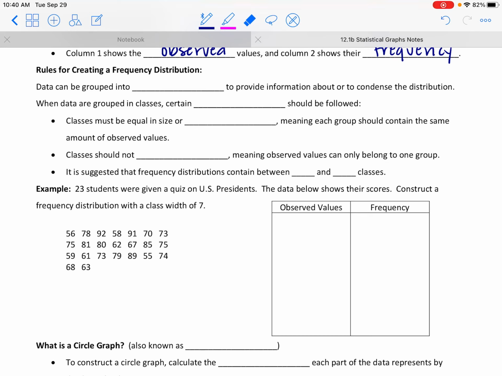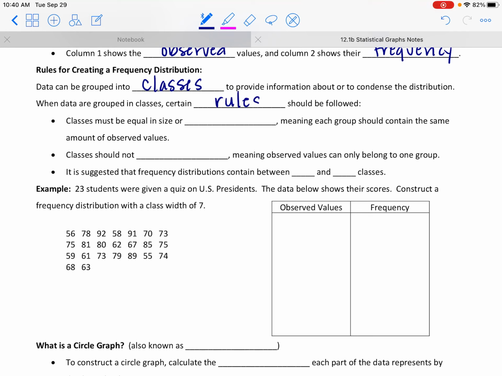So when we group the data, we call the groups in our frequency distribution classes. Okay, so the first class of quiz scores could be from 90 to 100, for instance. And again, this is to condense the distribution so that we're not looking at a table that has 100 different quiz scores in it.